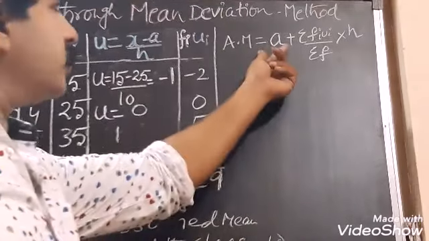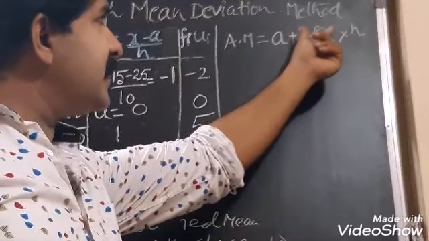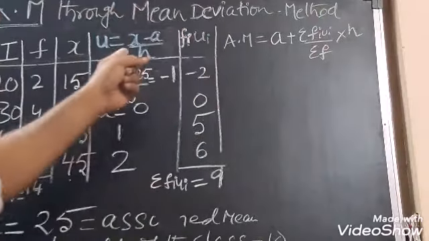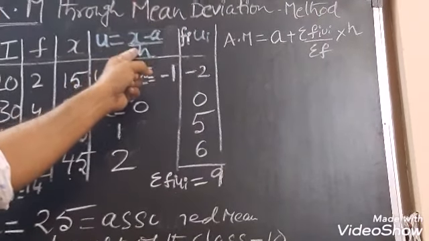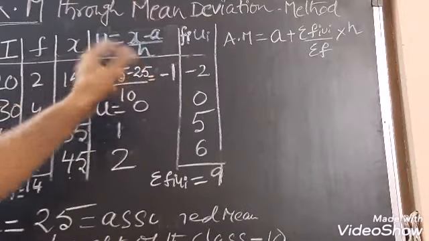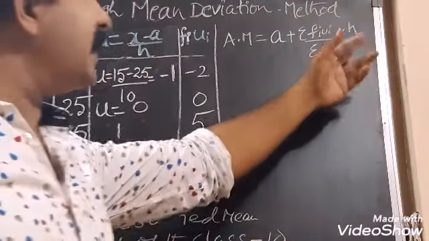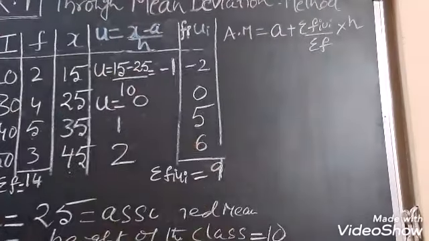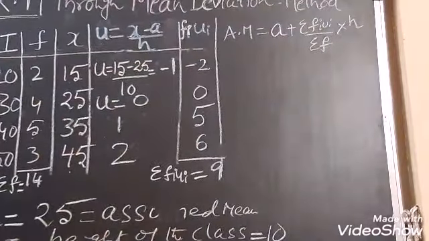What is this? This is the assumed mean. This is sigma Fi ui by sigma f into h. Here you have divided the deviation with h for simplification. So whatever we have done, that we have to reciprocate here for getting the deviation. That's why you are multiplying the same thing here. Okay? You see? Nothing else.